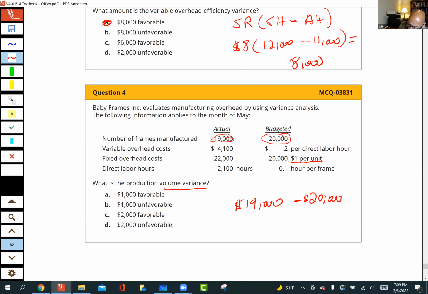That it was going to be 20,000, because they were expecting more volume, which means that we are spreading our fixed overhead over fewer units. That gives me a negative 1,000. That is unfavorable because it's negative, because we were applying our overhead over fewer units than what we had anticipated we would apply it.